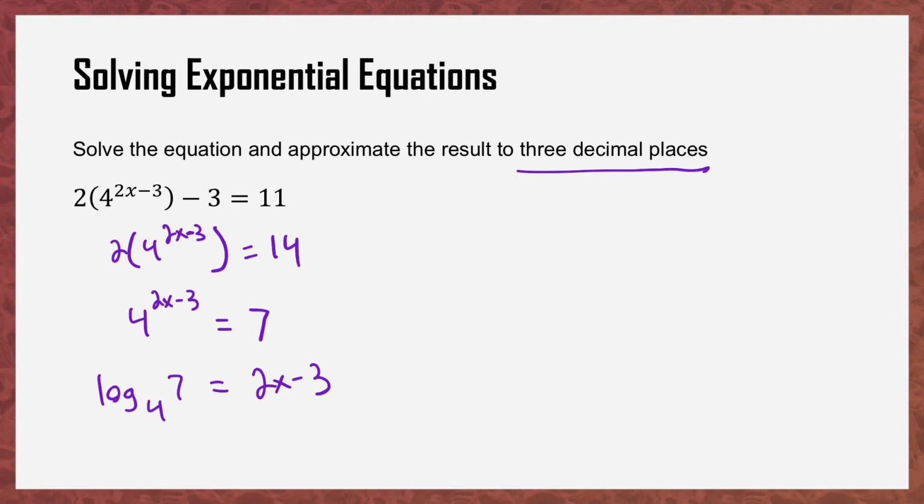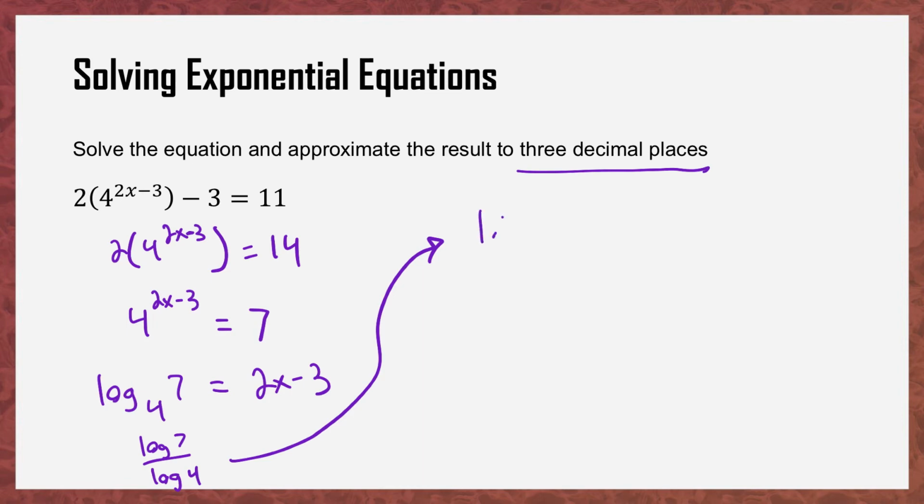So log base 4 of 7, I'll use the change of base formula. Log of 7 divided by the log of 4. So let me see there. Log 7 divided by log 4. And I get 1.403677. That's accurate to 6 decimal places. So I'm going to use that in the meantime. That way, by the time we get to our final answer, 3 decimal places should still be accurate.